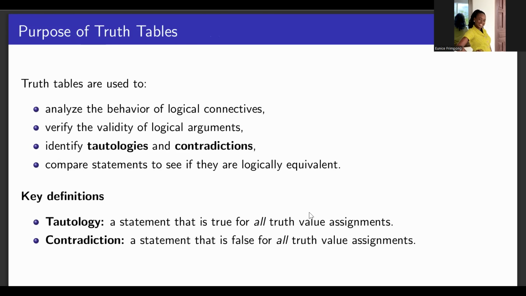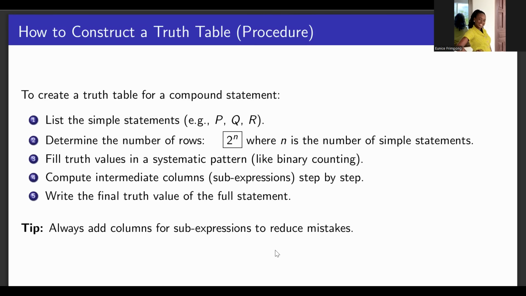Once all the final truth values are all true, we call that statement a tautology. Once all the final truth values are false, we call that statement a contradiction. So a contradiction is a statement that is false for all truth value assignments.